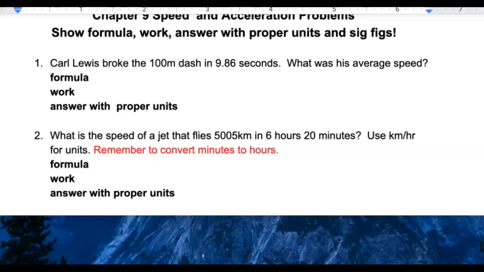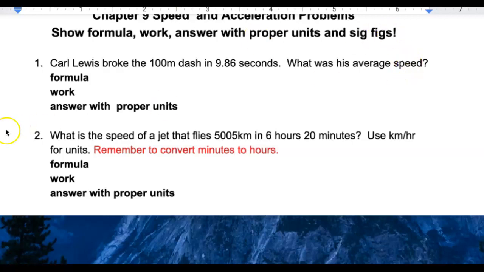Today you're going to work on Chapter 9, Speed and Acceleration Problems. Remember, I want you to show me the formula, type out your work, and then have your answer with the proper units. When you set up your formula, it's going to help you figure out what units you're looking for. So in problem number 1 here, Carl Lewis broke the 100-meter dash in 9.86 seconds. What was his average speed?